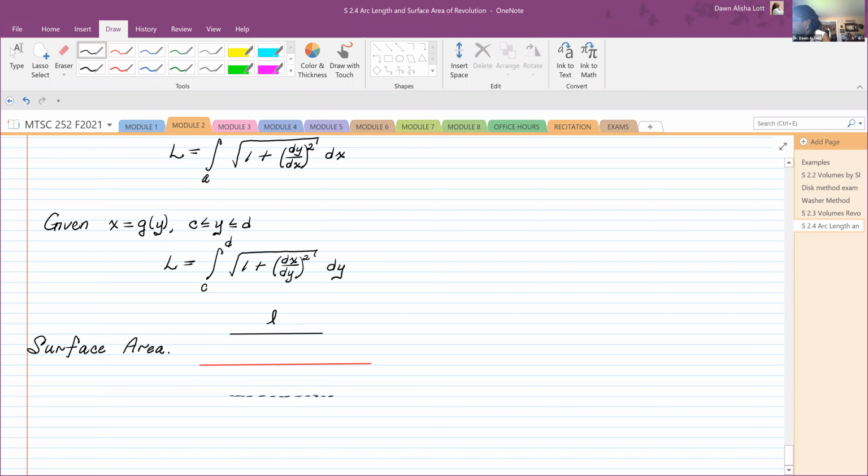I can find a value in between. And when I revolve it, the only thing I'm getting is the outer shell, because I'm not revolving a region, I'm revolving a line. So I won't get volume because I'm only revolving a line. I will get surface area. So I will get this, and I will get that.